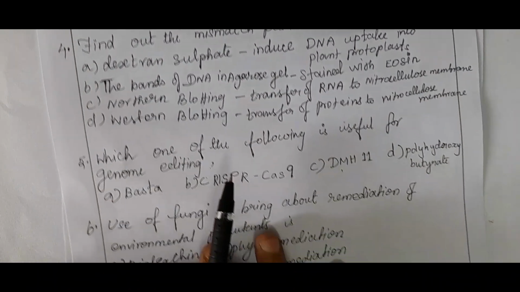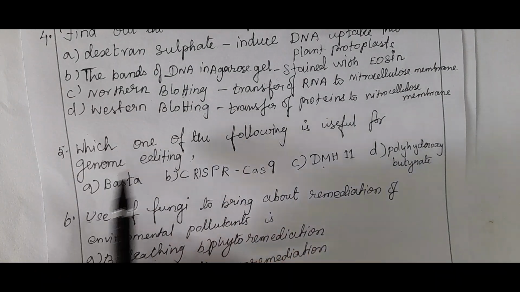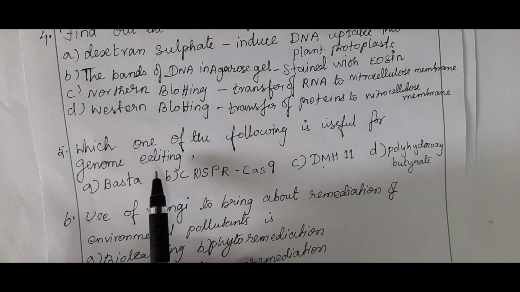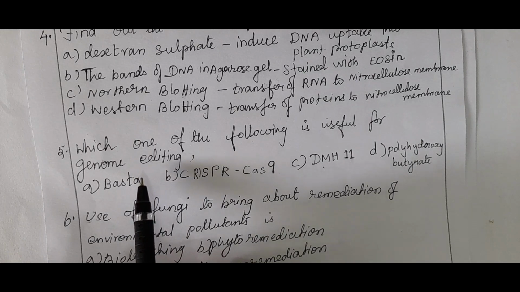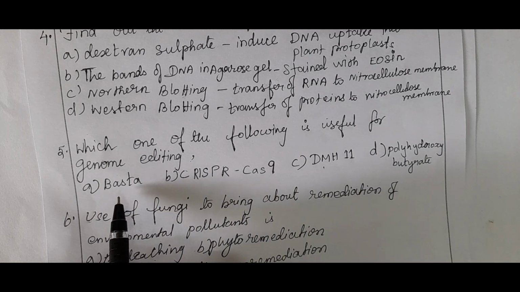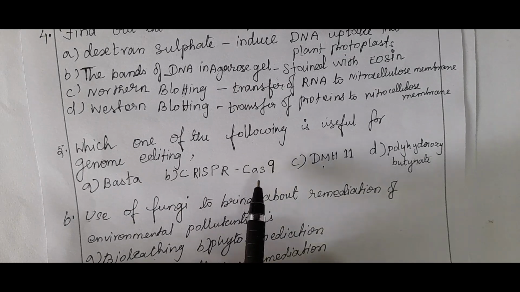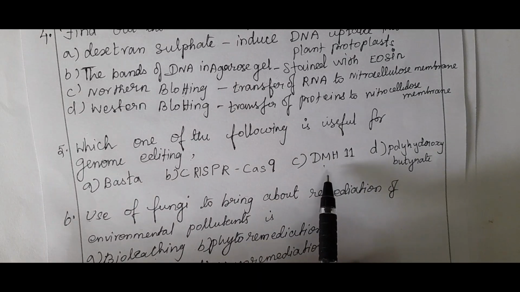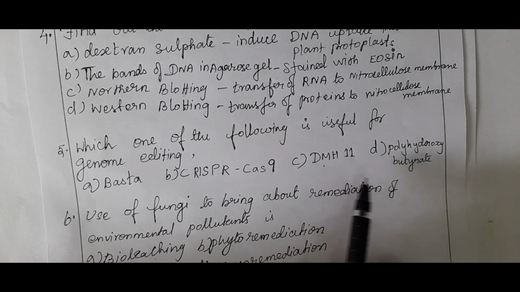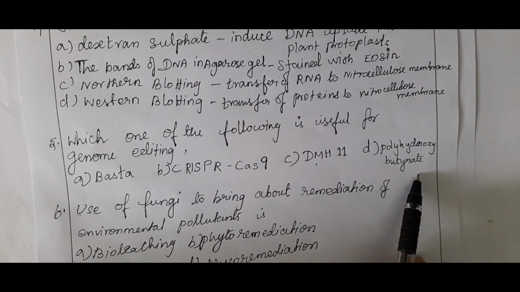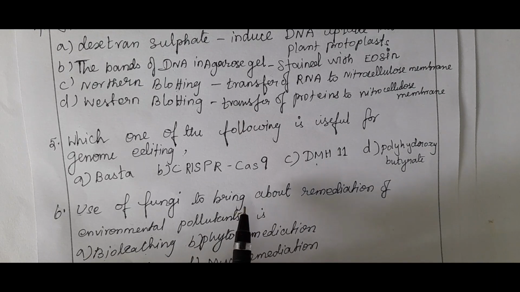Next question, which one of the following is useful for genome editing? Genome means collection of all the genes in an organism. Editing means some corrections can be done. What is the thing which is helpful for genome editing? Here the options are BASTA. Next option is CRISPR-Cas9. Next option is DMH11. Next option is polyhydroxybutyrate. See all these things.